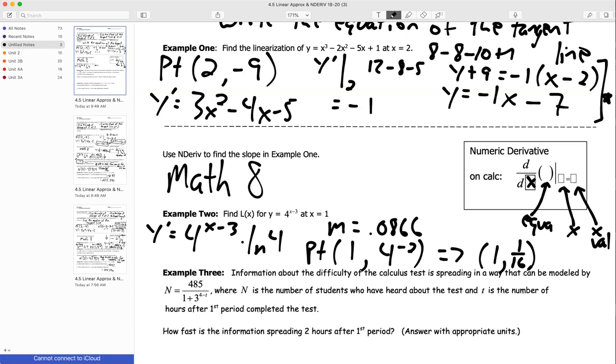So now let me write the linearization. I have my slope. I have my point. I'm going to write it in point slope form. So let's see. It's going to give me y minus my y value, 1 over 16, equals 0.0866 times x minus 1.